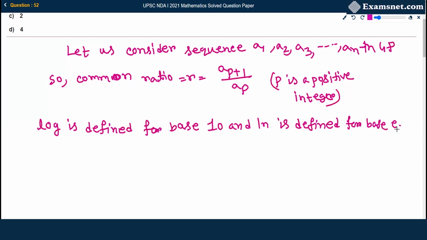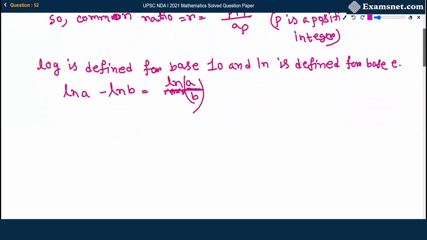They both follow the same formulas. So here we can write that ln A minus ln B equals ln A by B. Fine. So next, let's continue with the sum.